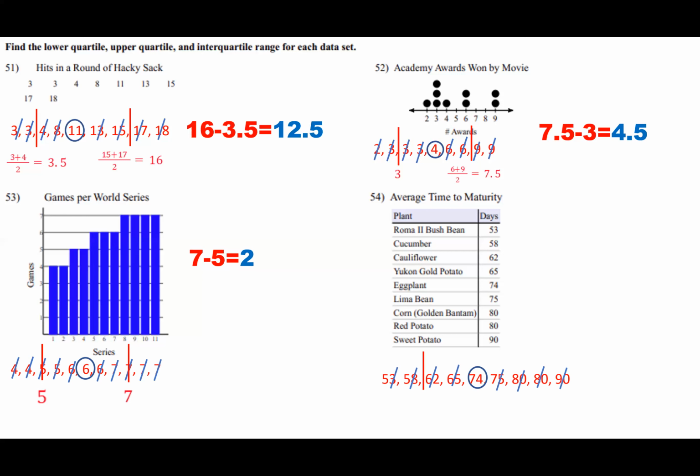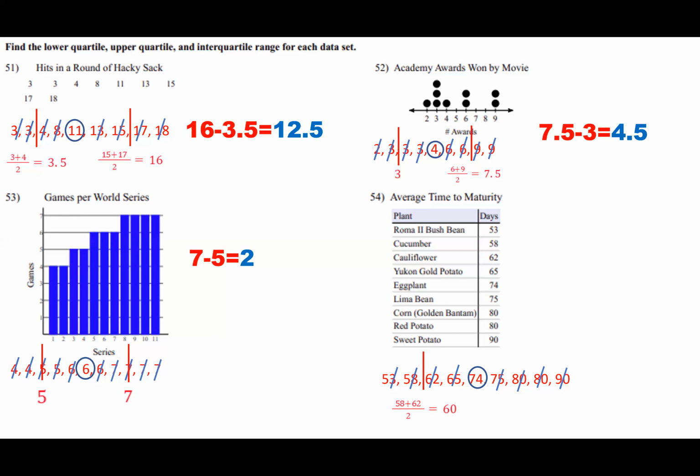is right in between 58 and 62. I want to know what's right in the middle between 58 and 62. The way I can figure that out, I'm going to add the two numbers, 58 plus 62, and then divide it by 2. And that gives me 60. 60 is a number right in between 58 and 62. So that's my lower quartile.